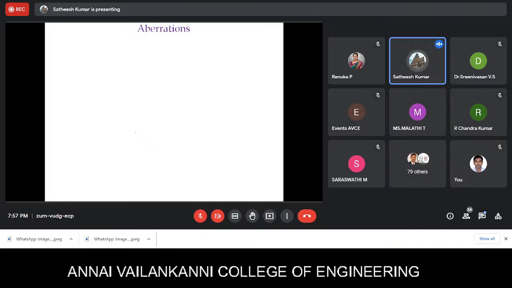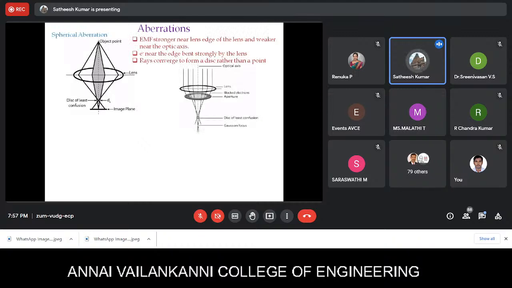To start with, any microscopy method is going to have aberrations. I'll be discussing two important aberrations. One is spherical aberration. As you can see, the spherical aberration comes from the electromagnetic lens, which is placed somewhere here.